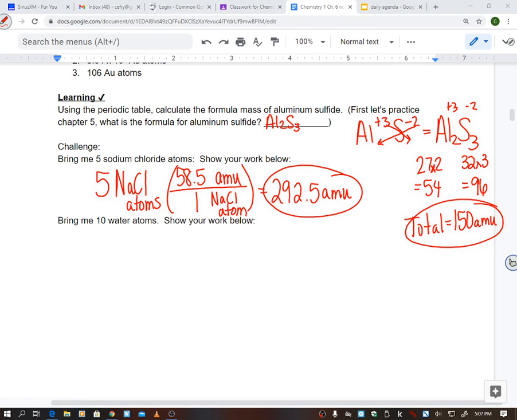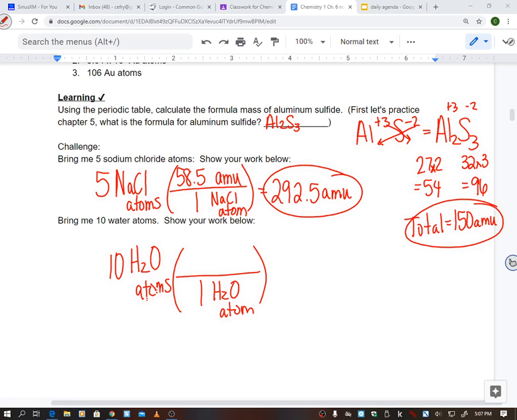It says bring me 10 water atoms, right? Show your work below. So let's see here. We're going to do 10. Now water is H2O, right? They have to figure that out first. 1 H2O is, let's see here.